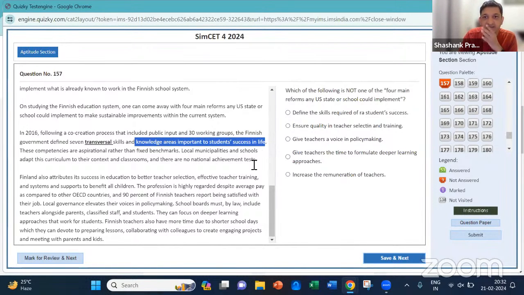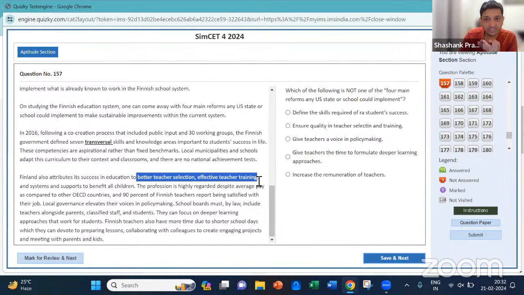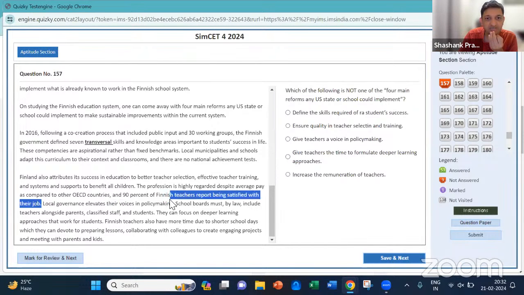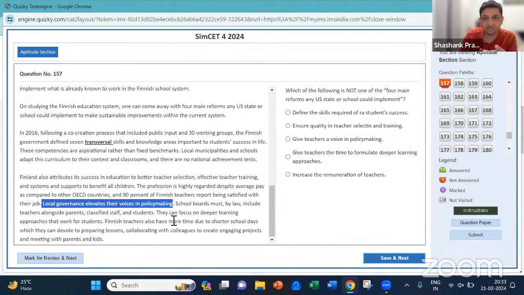So this is fine. Ensure quality in teacher selection and training. Better teacher selection and effective training. Give teachers a voice in policy making. Local governance elevates their voices in policy making. They are, meaning, finished teachers. So this is also fine.